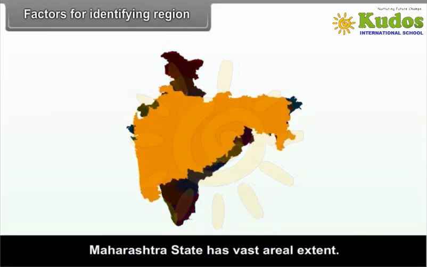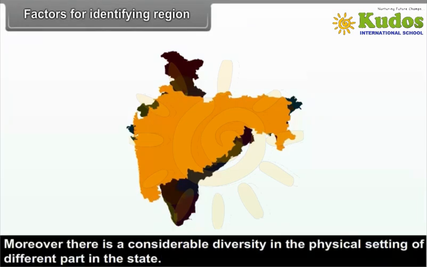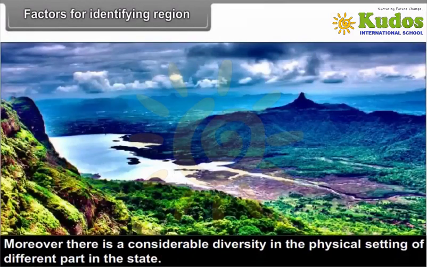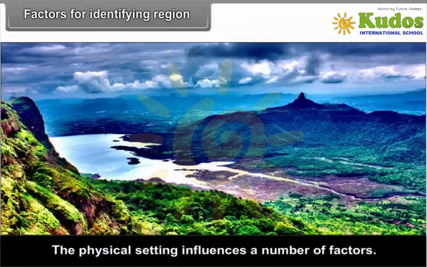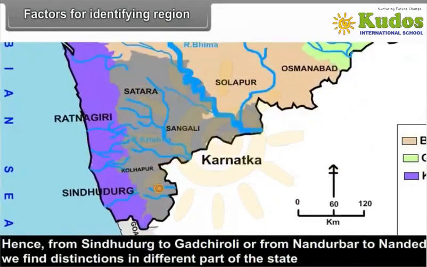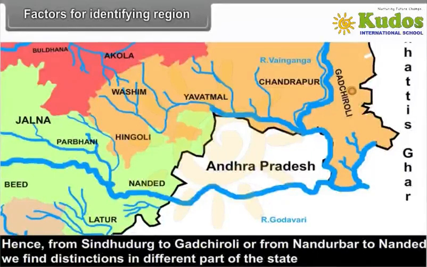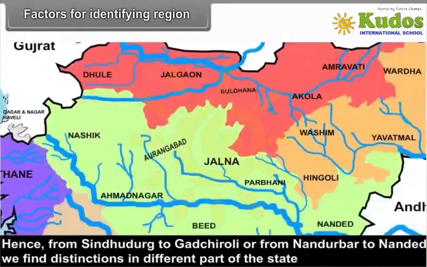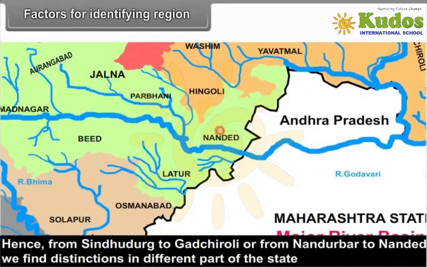Maharashtra state has a vast areal extent. Moreover, there is a considerable diversity in the physical setting of different parts in the state. The physical setting influences a number of factors. Hence, from Sindhudurg to Gadchiroli or from Nandurbar to Nanded, we find distinctions in the different parts of the state.